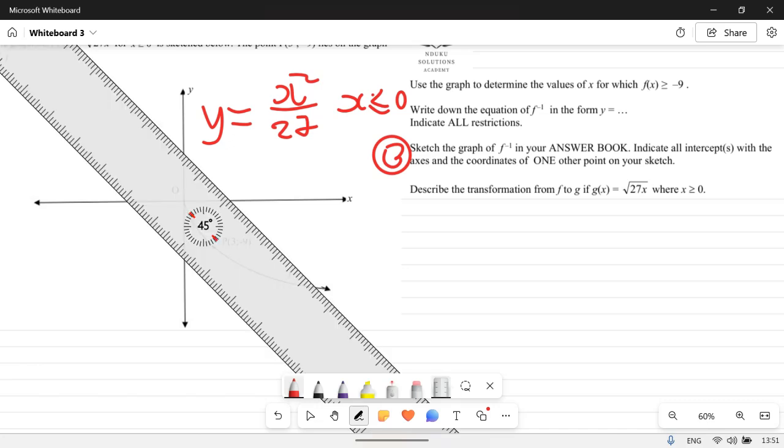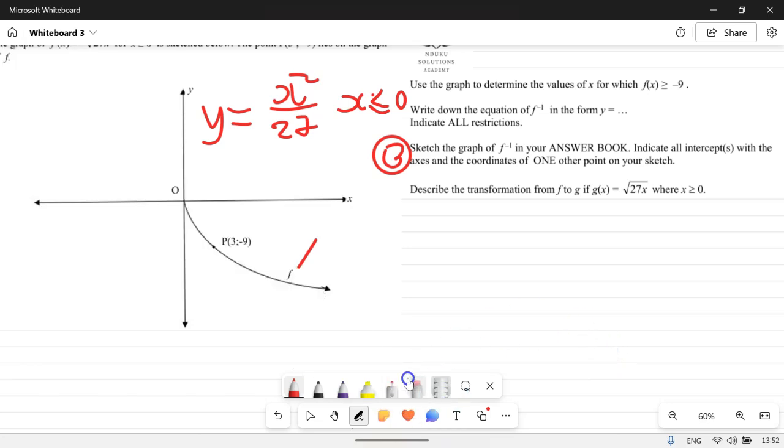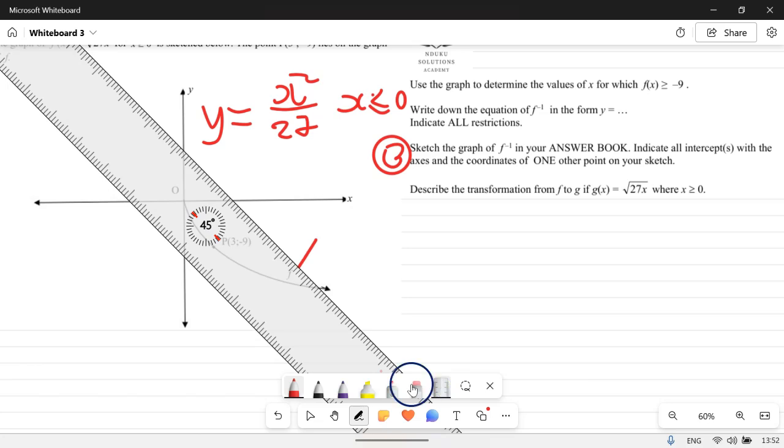So please remember the equation of the inverse was actually y equals x squared over 27, and we said our x must be less than 0. So our x is less than 0. So we've answered that with the restriction on that side.